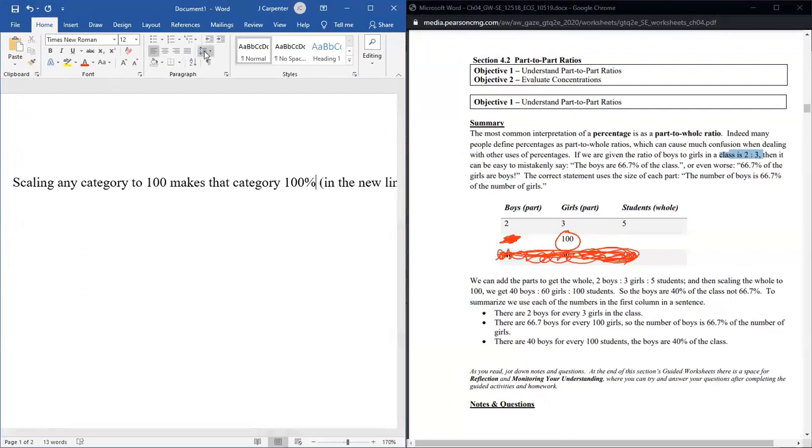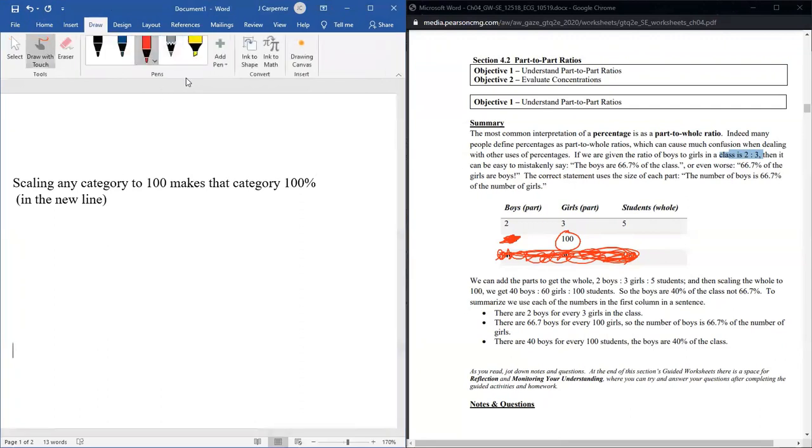So what they decided to do is they said, well, let's scale the girls to 100. We have our boys, we have our girls, and then we have all, or just students, whatever you like. And we said we originally have a 2 to 3 relationship, which means 5 in total. For every 2 boys, there's 5 total. For every 3 girls, there's 5 total.